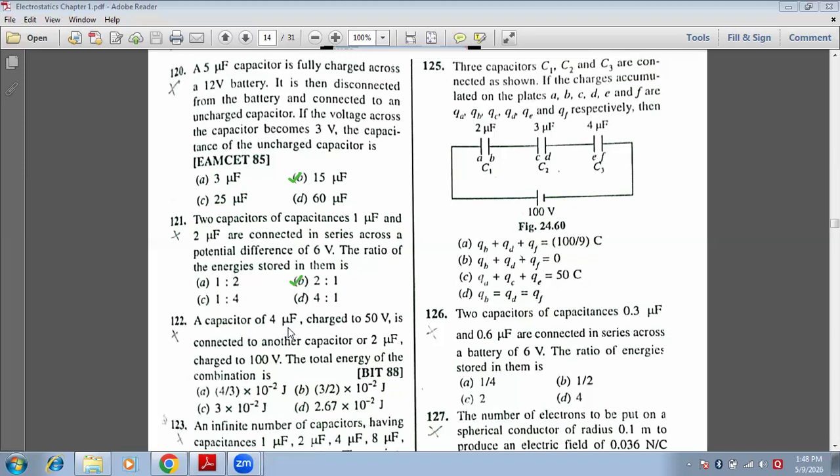A capacitor of 4 microfarad charged to 50 volt is connected to another capacitor of 2 microfarad charged to 100 volt. The total energy of the combination is: option A, 4/3 × 10^-2 joules; option B, 3/2 × 10^-2 joules; option C, 3 × 10^-2 joules; option D, 2.67 × 10^-2 joules. Correct answer: option A, 4/3 × 10^-2 joules.